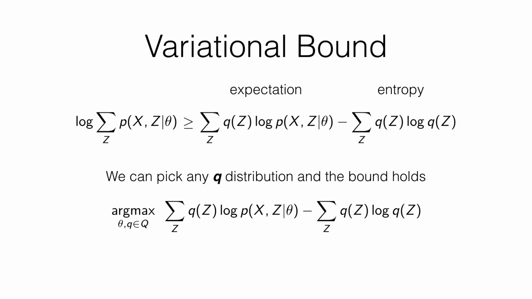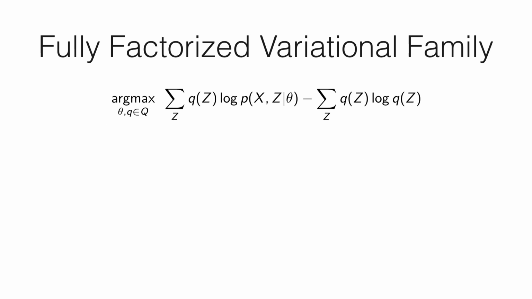But usually what we like to do is make a simplifying assumption that the q distributions factorize. So we say there's a big q distribution over the capital Z space, and that it factorizes into the product of independent q distributions for each z variable. And we say that each little mini q distribution sums to 1 appropriately. That leads to the fully factorized variational family.